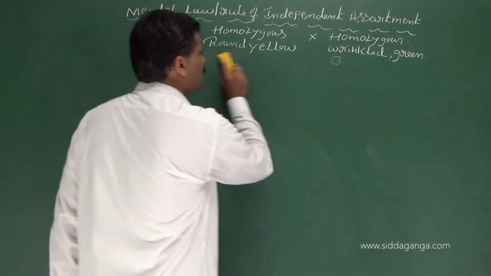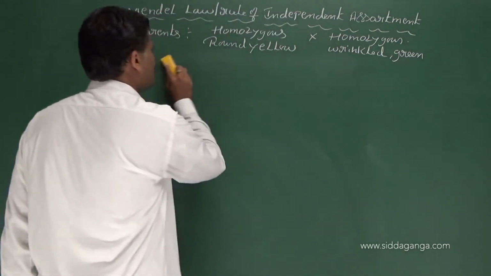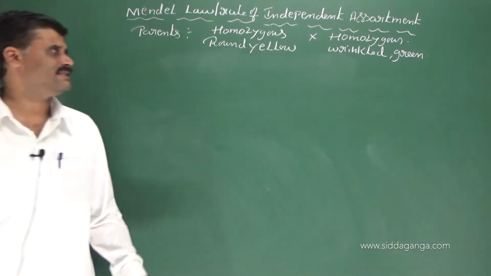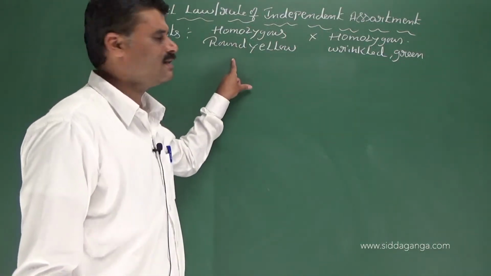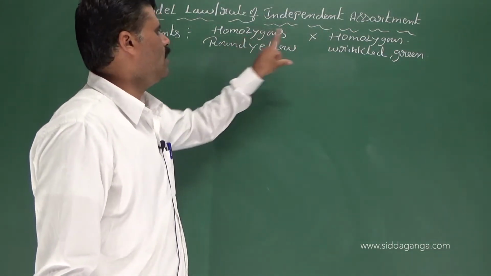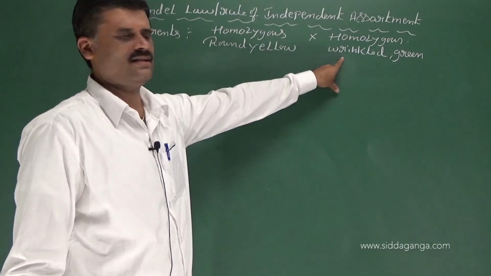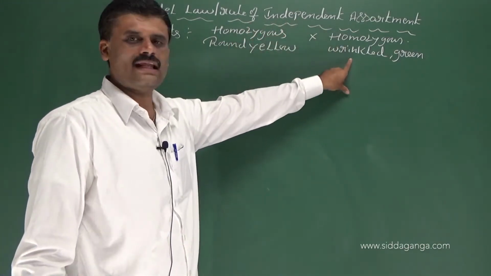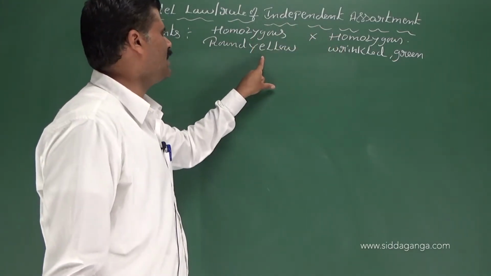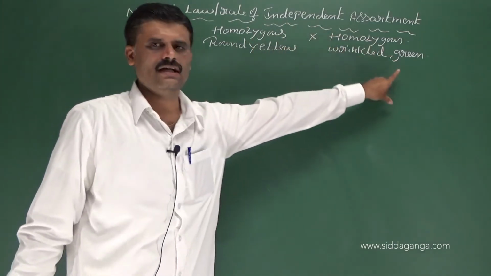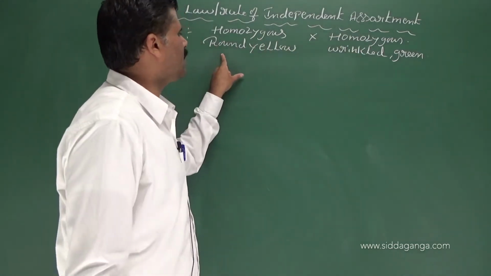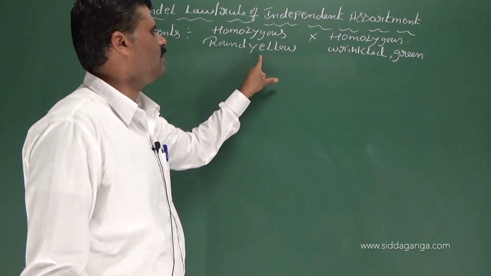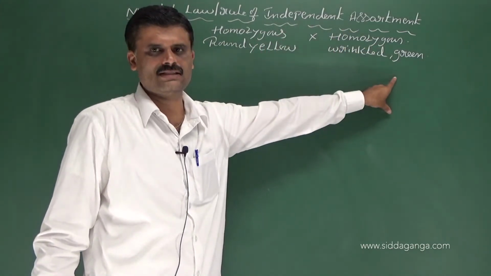These are the two characters, that is shape of the seed and color of the seed, but each character contains two contrasting characters, that is shape contains round and wrinkled, whereas color contains yellow and green. Here round is dominant over wrinkled and yellow is dominant over green color seed.